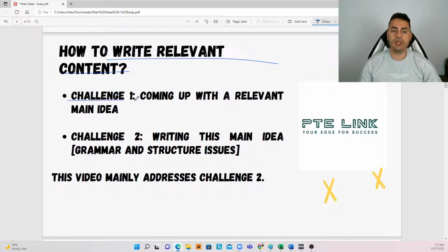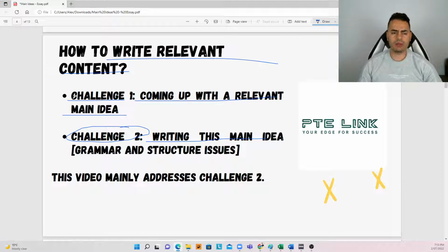Challenge number 1: coming up with a relevant main idea. Some students would say, Ali, I can't think of anything relevant to the topic. And the other challenge is writing the idea itself. Some students say, okay, I know the idea, I've got an idea in my mind, but I can't write it on the paper. The purpose of this lesson is to focus on this challenge, how to overcome it, how to write the sentence on the paper and then write it into the computer.